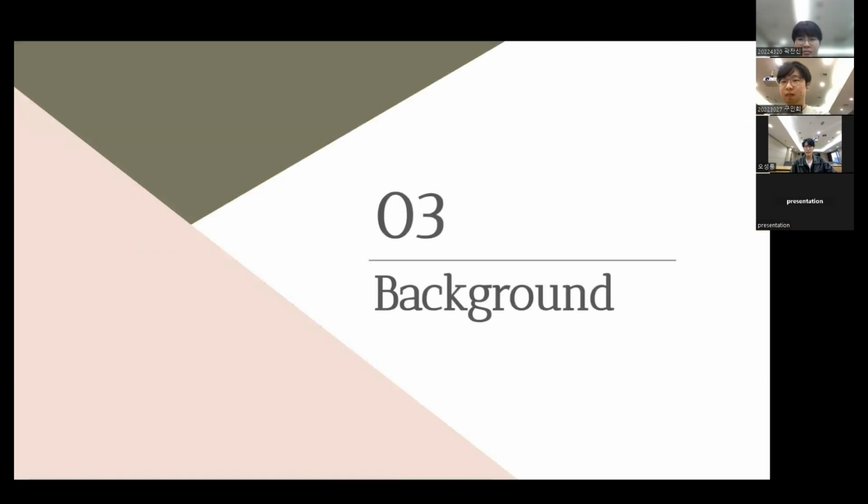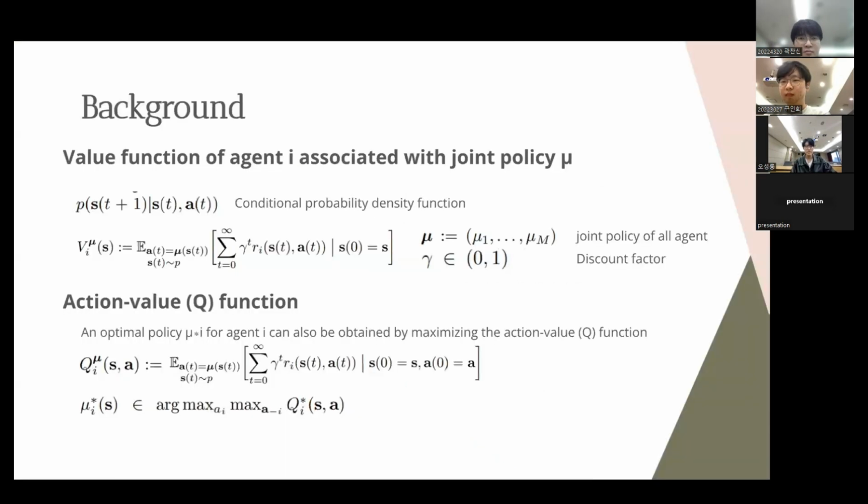To understand the paper in detail, let us briefly tell you about reinforcement learning. This is the background for MARL algorithms. This is the process. A joint action at time t is applied at the state at time t and triggers a transition to a new state at time t plus 1. After each transition, each agent i receives a reward. The objective of each agent i is to choose a deterministic policy mu i, and an optimal policy mu i for agent i can be obtained by maximizing the action value function.